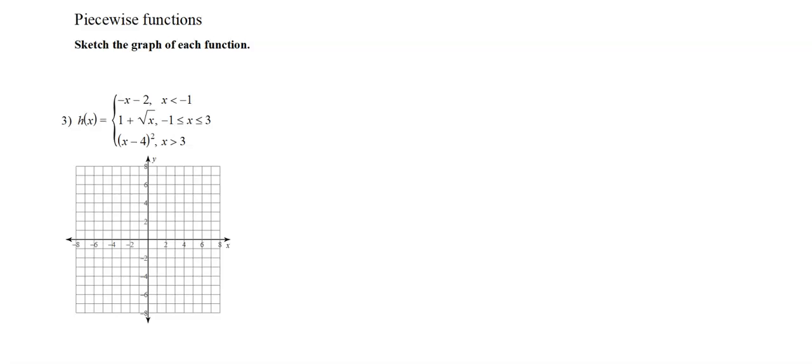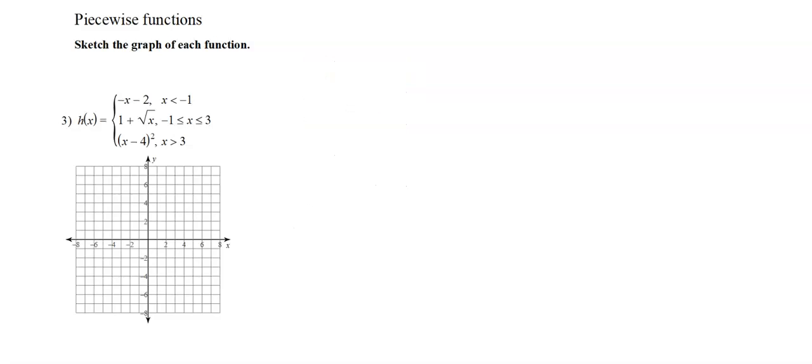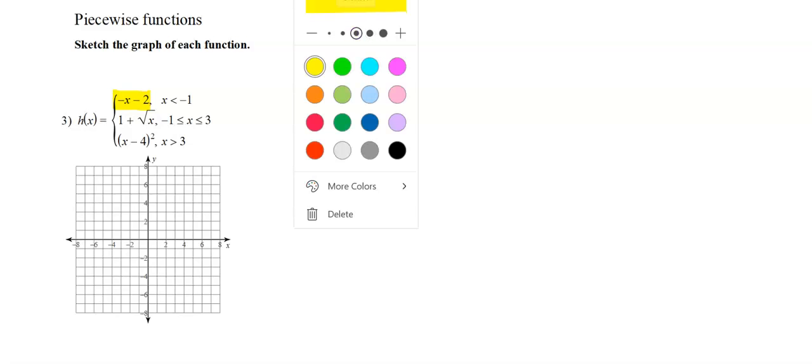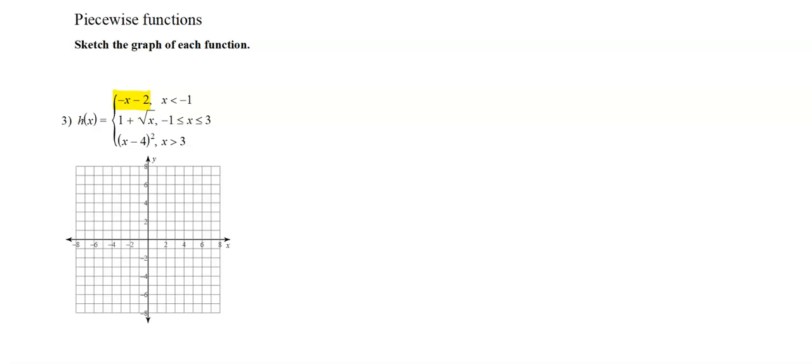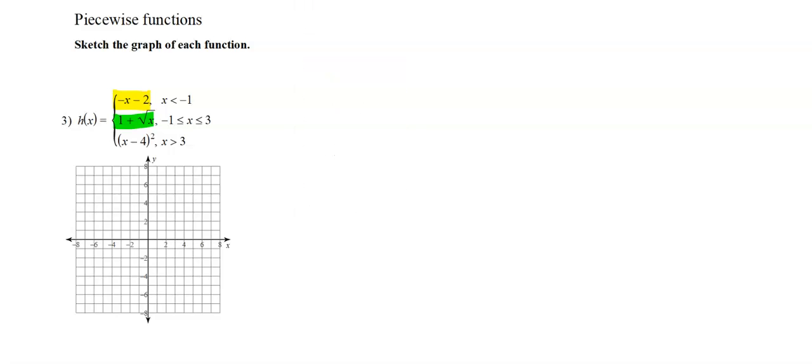So the first one is y equals -1 over 1x minus 2, but we only want to see the part of that line that's less than -1. The second one is a root function, so the square root of x plus 1, and we want to see that function in between -1 and 3 on the domain. And then the third one is quadratic, so it's got a vertex of 4, 0, and we only want to see the part of that that's greater than 3.